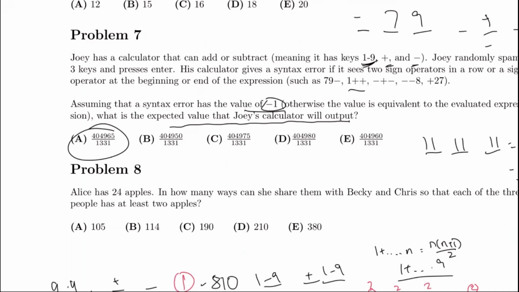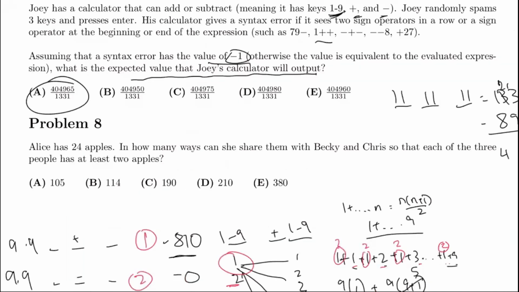And lastly, we have problem number 8. This is a nice problem because it demonstrates a key concept that's used in competitive math, and that's stars and bars, sticks and stones, whatever you like to call it. It says Alice has 24 apples. In how many ways can she share them with Becky and Chris so that each of the 3 people has at least 2 apples?